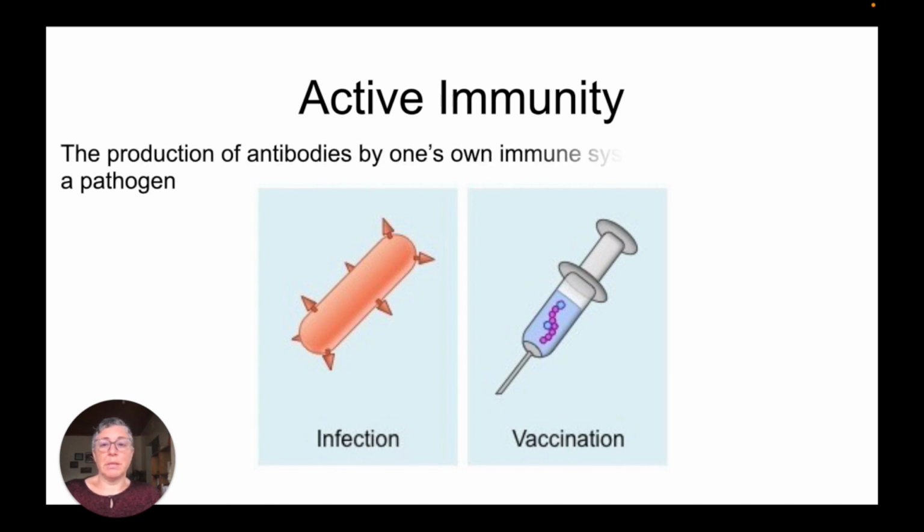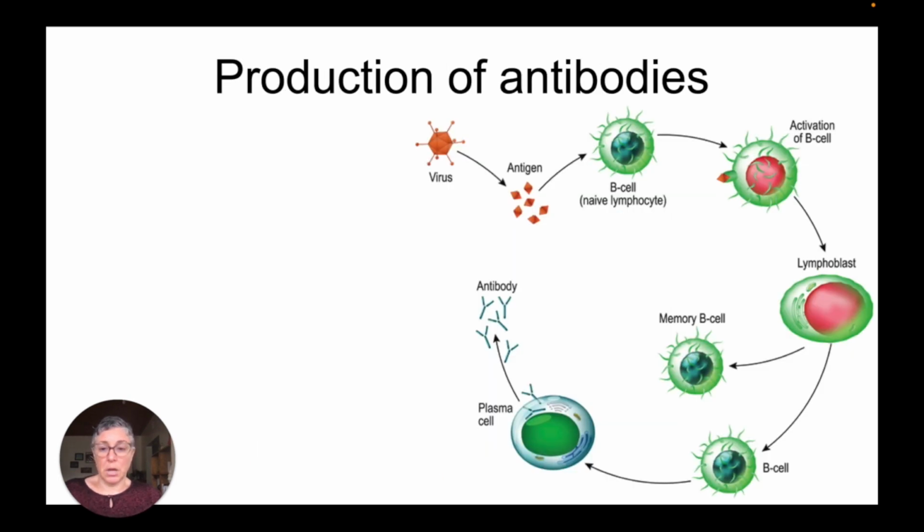We can see some examples here, but basically, if you recall, we said that active immunity is the production of antibodies by one's own immune system as defense against a pathogen. Now, this can be in one of two ways. You can either get active immunity by being exposed to a particular infection or through receiving a vaccination, and we'll talk in more detail about both of those in another video. But let's just talk about the production of antibodies and how that happens.